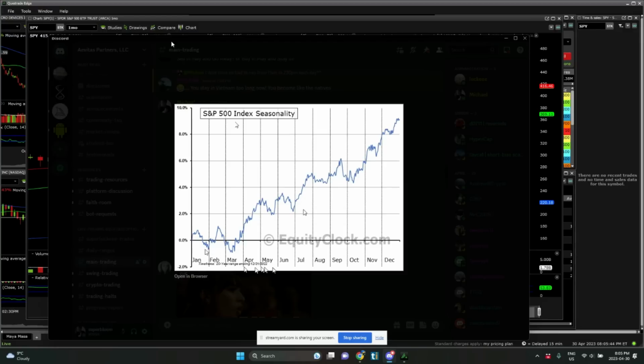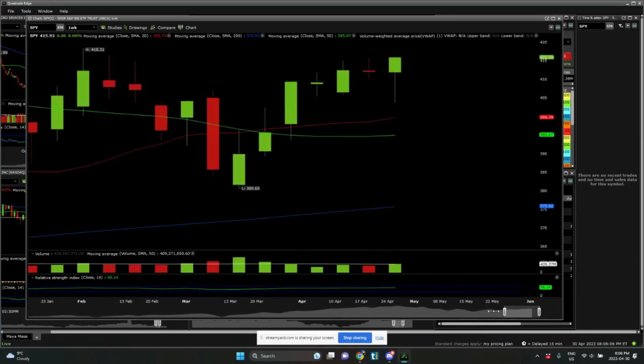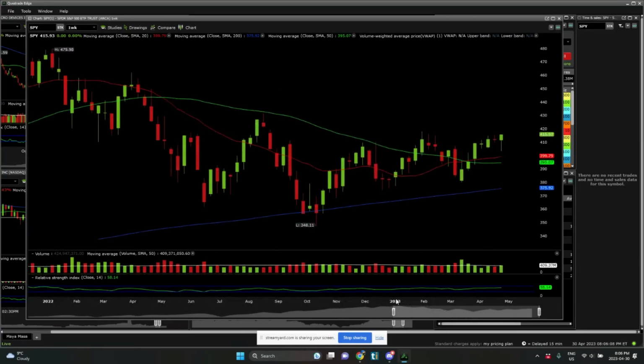So let's just ask, from January, February, March, April, right? That's pretty much what happened this year. Let's just compare the chart quickly. If we do the weekly chart, 1 week chart from January, right? So this is January here, right? Right here, January. This is January.